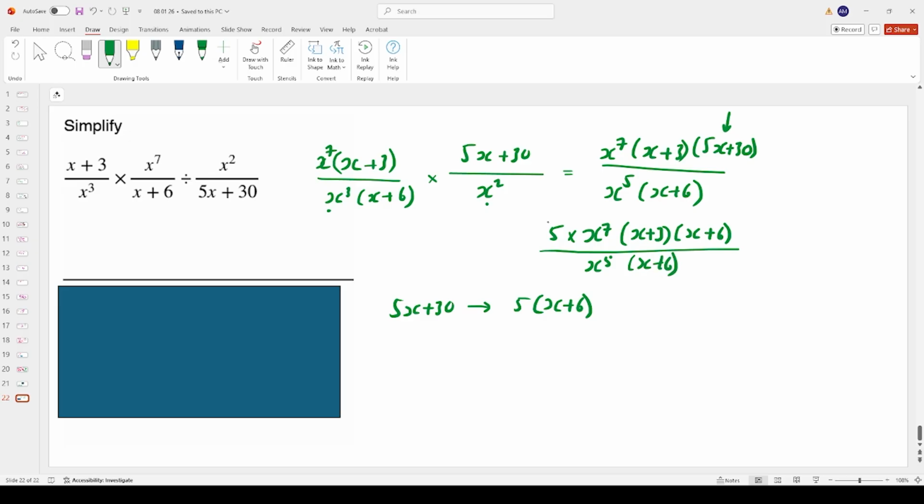So what can I cancel out? This with this with this to get x to the 2. So the answer is what? 5x to the power of 2, x to the 3. Anyone get that?